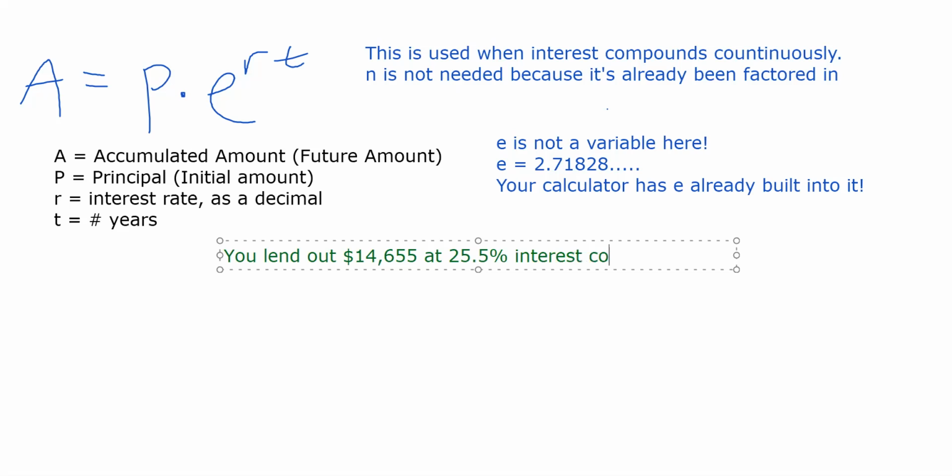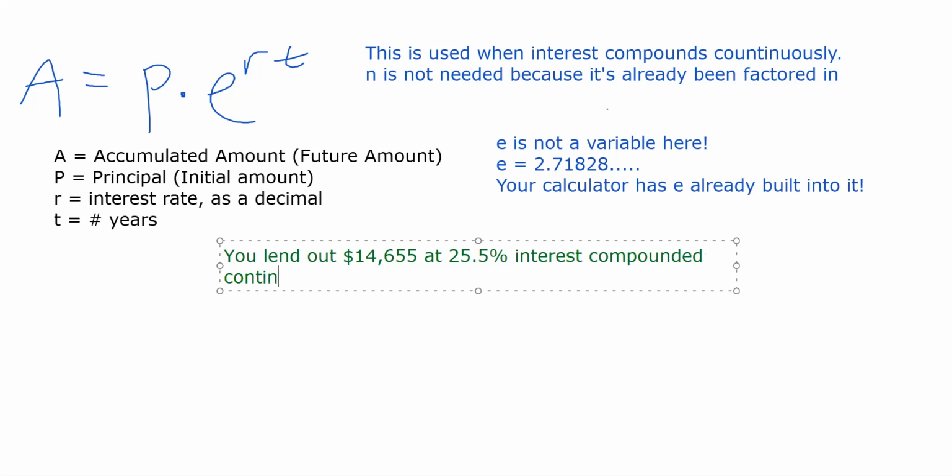25.5% interest compounded continuously. So it's compounded continuously. It automatically triggers the use of this formula. Sometimes it's called the PERT formula. So you're going to lend this out. 25.5% interest, kiddos, is very, very high. You're talking credit card interest at that point, and credit card interest is predatory.